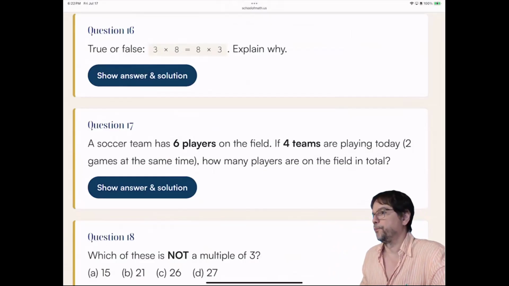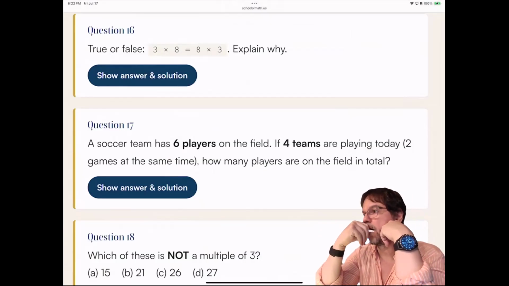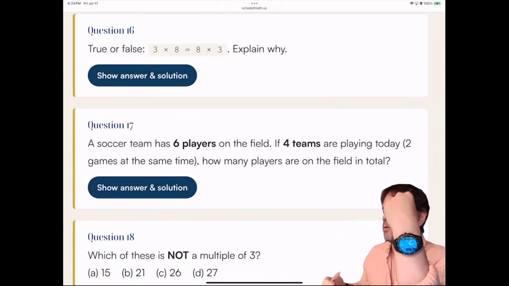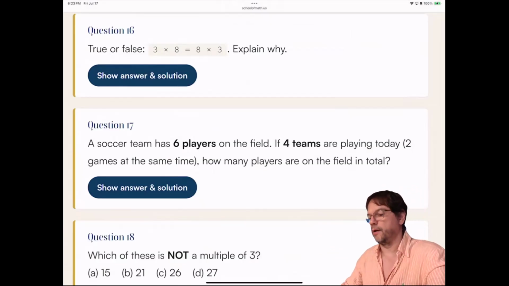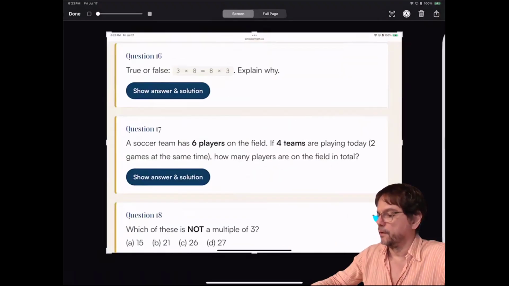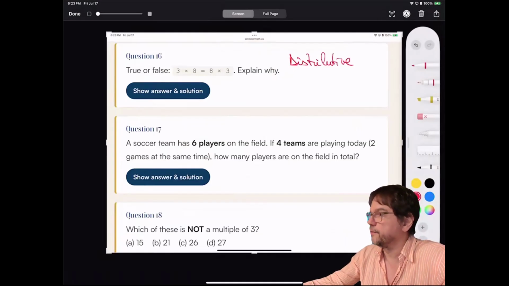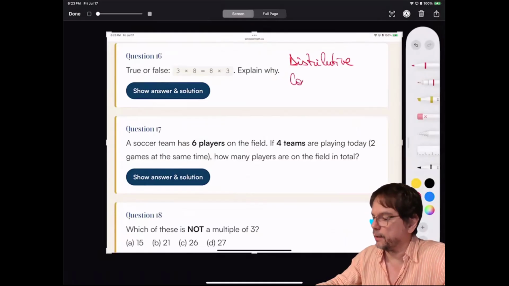Why is it true? What is the property? Do you remember the name? You learned two properties today. Distributive, that we just did, okay? And the other one is commutative.